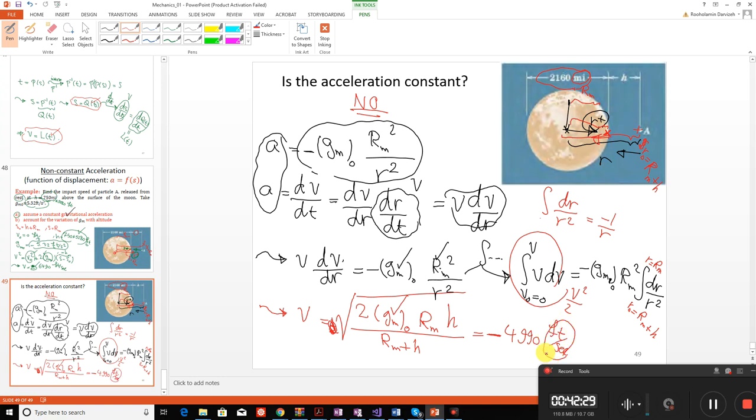Here, sorry, we have plus minus 4,990 feet per second. Don't forget to put the units, and here the radius and h should be converted from miles to feet. And this is the answer of this example.